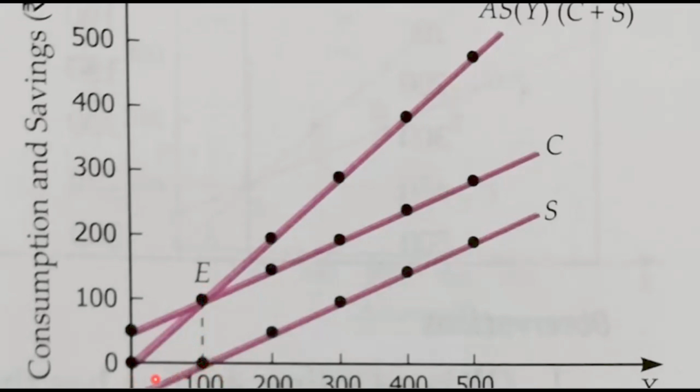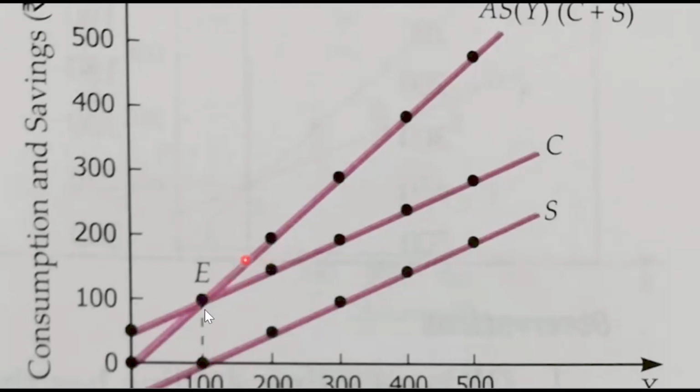And on the left side of this saving curve, there is no saving or negative saving, which is called dis-saving. But above this 100, you can see that the saving curve is moving upward, becoming positive. Becoming positive means the consumption curve is below the aggregate curve.